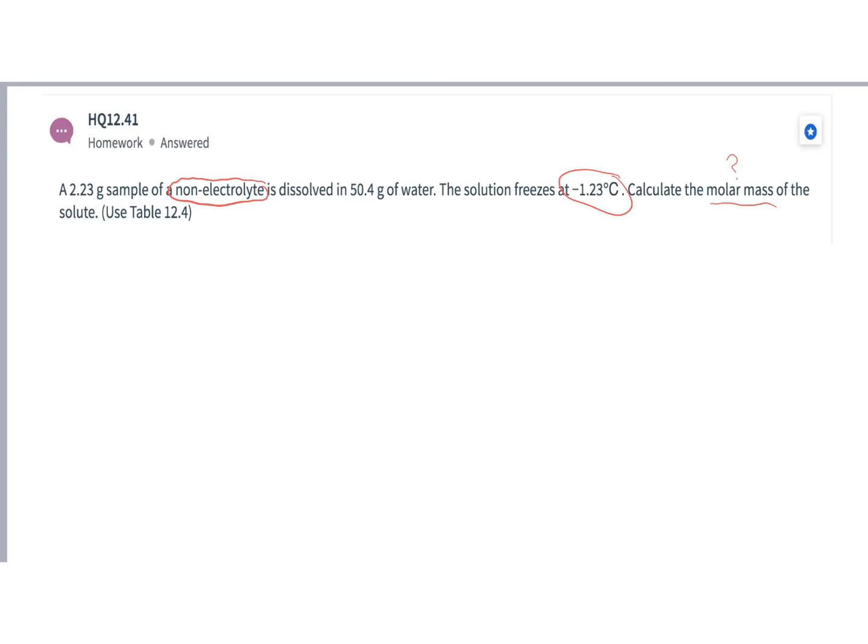So the first calculation that we're going to have to do: our change in freezing point equals negative i, or negative van 't Hoff factor, times Kf times our molality. So right now, we know our change in freezing point. We also know our van 't Hoff factor, and this is a constant. So the first thing is we need to find the molality of this solution. I said it was important that we know it's a non-electrolyte, because a non-electrolyte goes into solution as a molecule. It's going to have a van 't Hoff factor of 1.